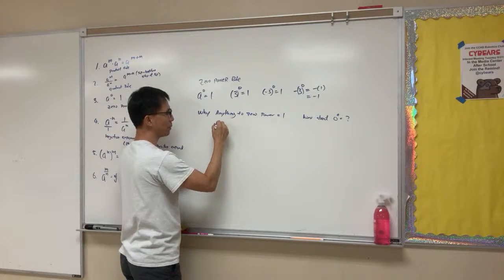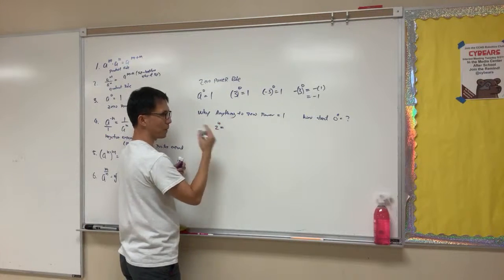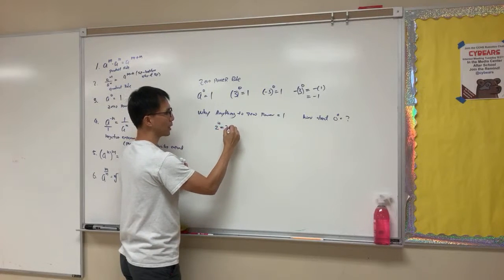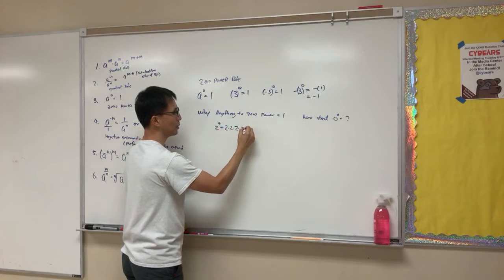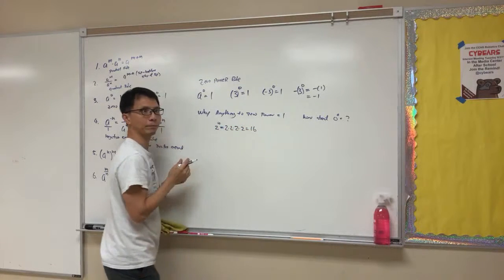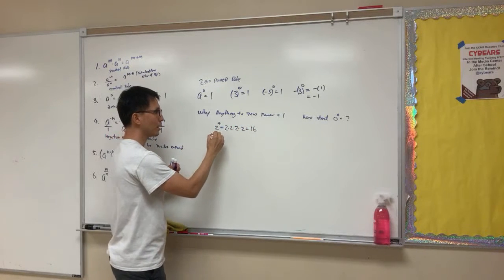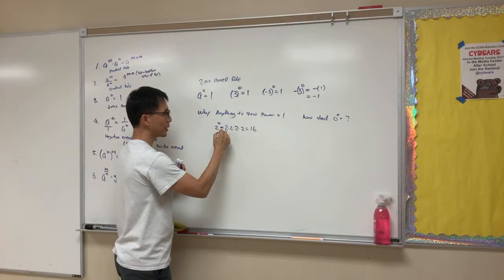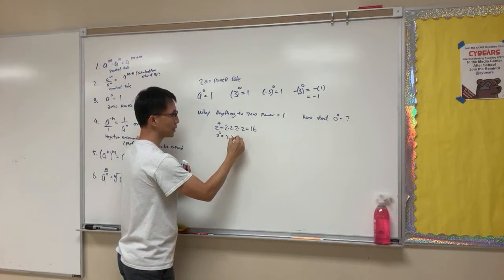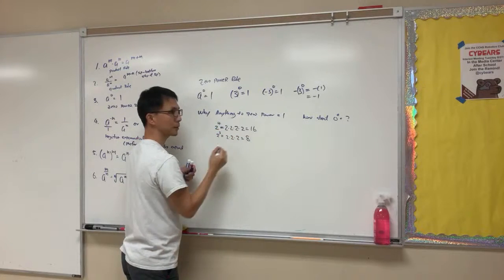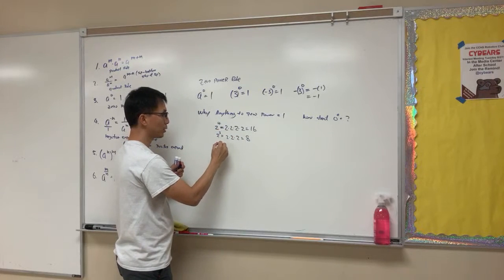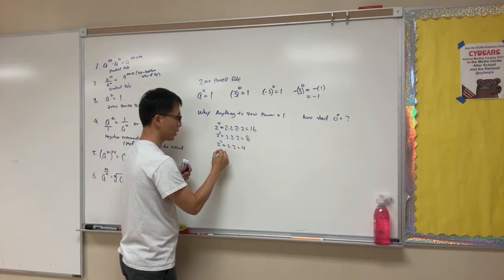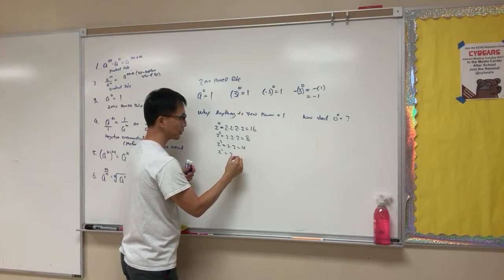We're going to do a simple proof, this pattern proof. So 2 to the 4th is 2 times 2 times 2 times 2, that's equal to 16. We know that. 2 to the 3rd power is equal to 2 times 2 times 2, that's equal to 8. 2 to the 2nd power is equal to 2 times 2, that's equal to 4. 2 to the 1st power is equal to 2.